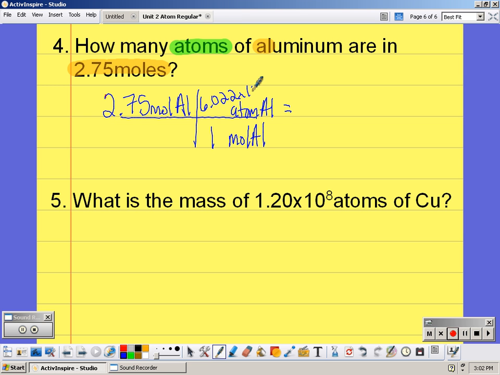And then when we type that in, we're going to multiply the top, make sure to use that special button, and we're going to divide by the bottom. So 2.75 times 6.02 special button 23 divided by 1. We want 3 significant figures, so 1.66. And then there's a times 10 all the way over on the right hand side of your calculator, so make sure you put that in there, otherwise it's going to be the wrong number. The unit atom and the substance aluminum.